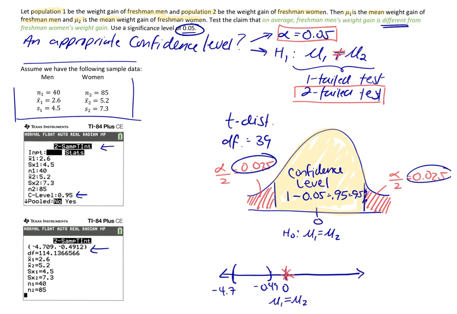So anytime that the confidence interval does not contain 0, this means that we are going to reject the null hypothesis. The reason why we're going to reject the null hypothesis is because we just said that we're 95% sure that the difference between men's weight gain and women's weight gain is actually going to be a negative value and not 0. So because 0 is not a possibility, based on our confidence interval, we would reject the null hypothesis that the mean weight gain for men and women are the same.